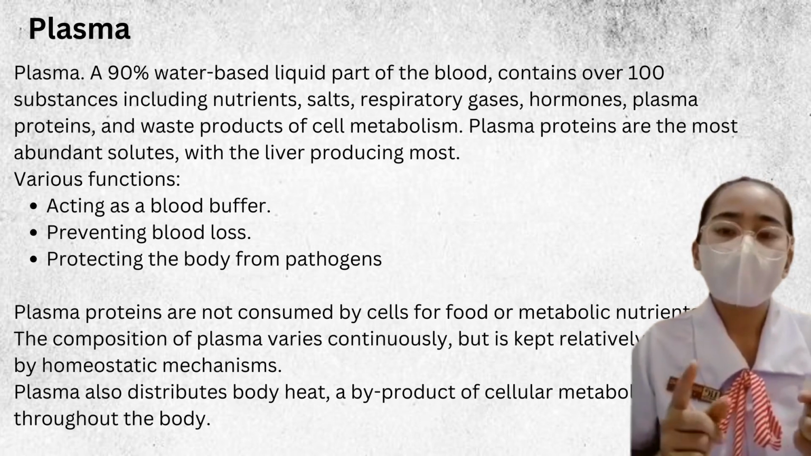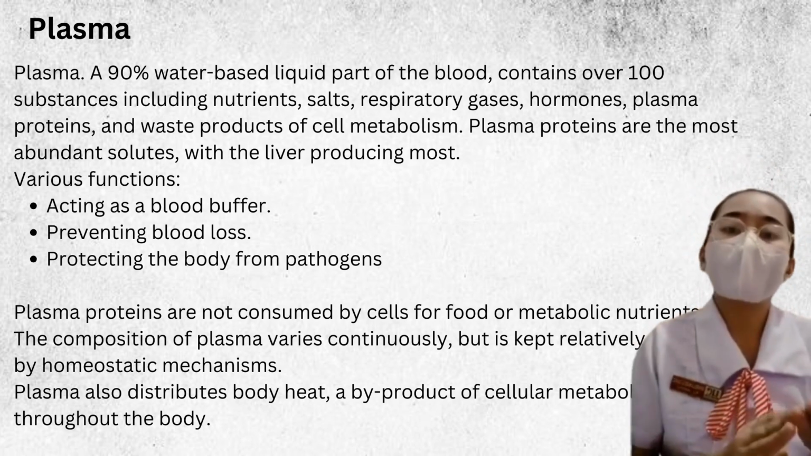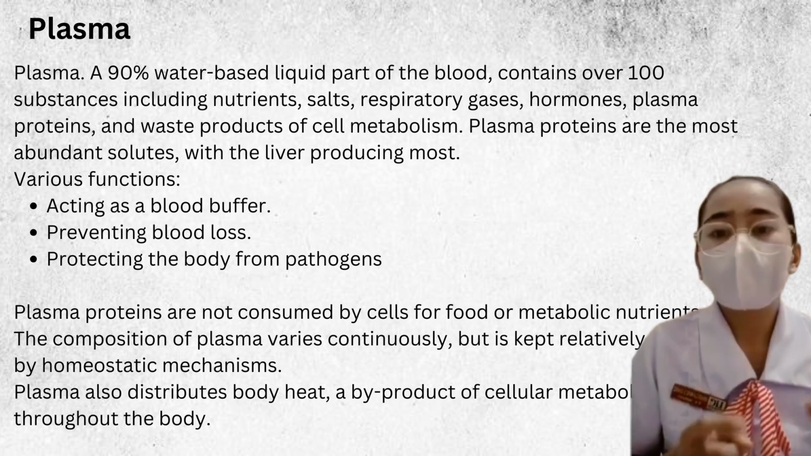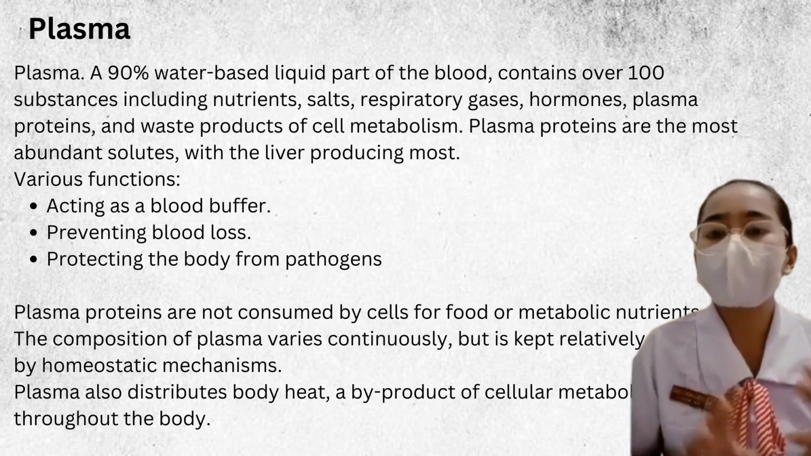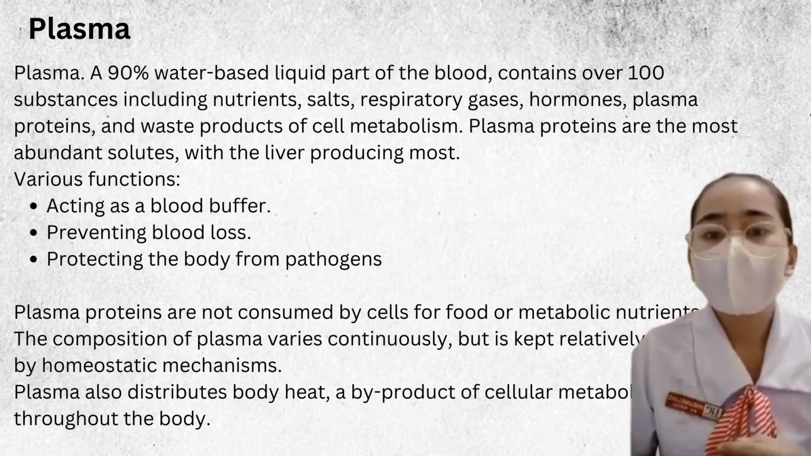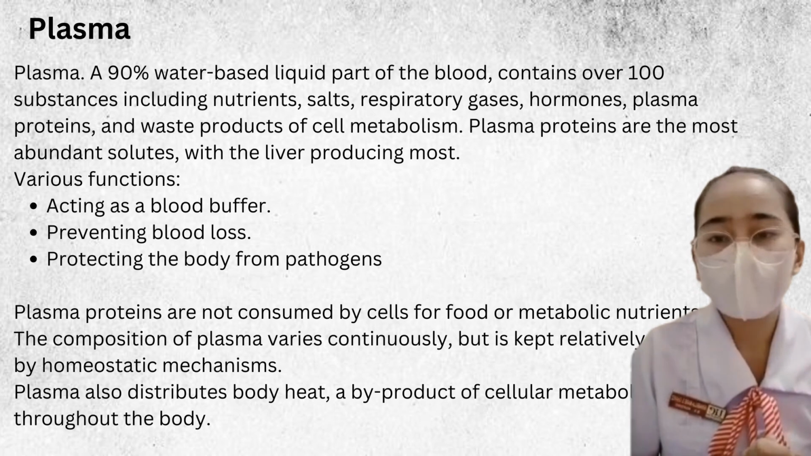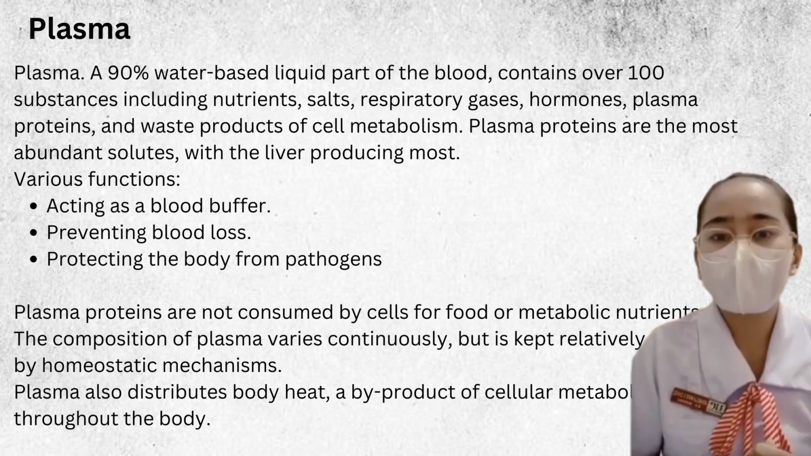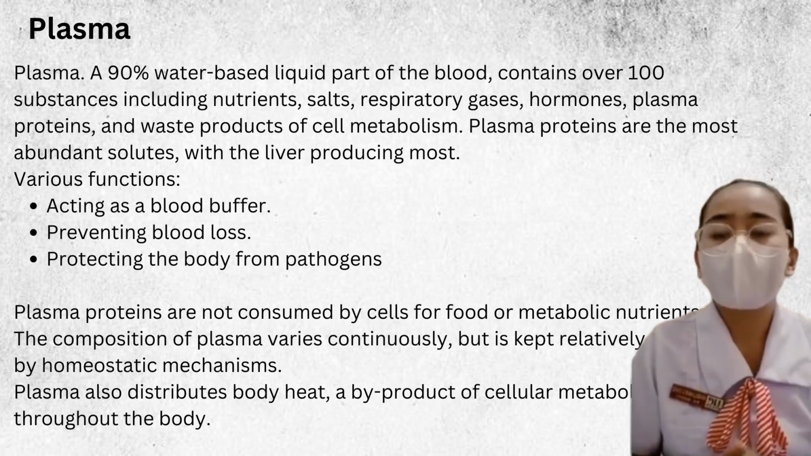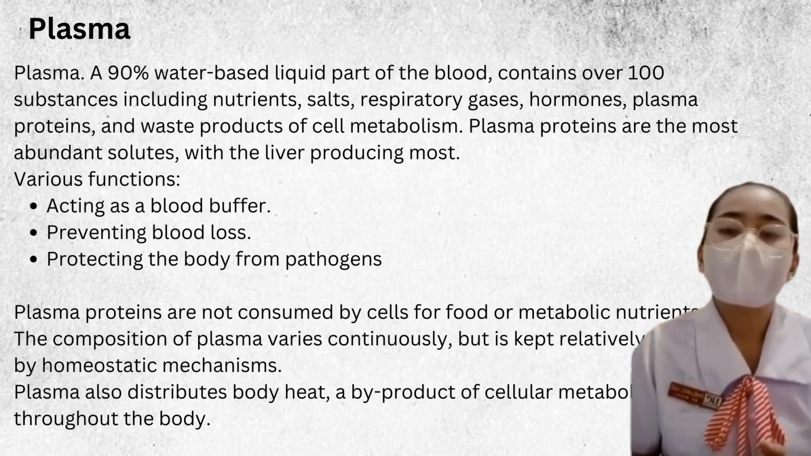is that it acts as a blood buffer. So, plasma acts as a blood buffer because plasma is composed of buffering systems such as carbonic acid, bicarbonate buffers, phosphate, and plasma proteins. In order to keep blood plasma within a normal range, the kidneys produce bicarbonate and excrete hydrogen ions, which aid in controlling acid base balance.